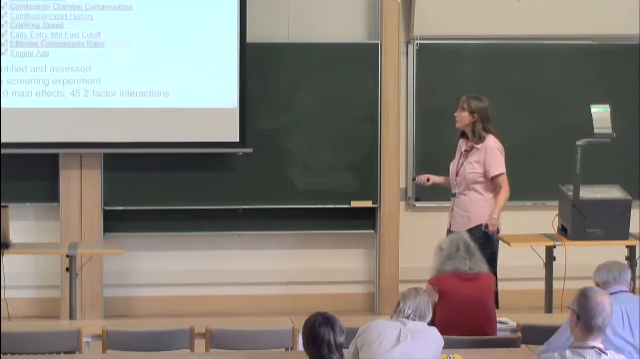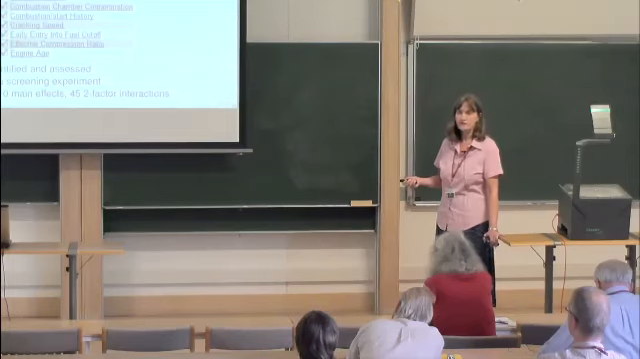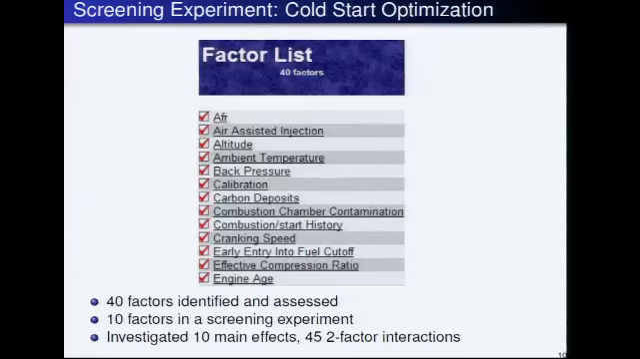Then what would be nice is if we had done a 40-factor screening experiment, but we didn't actually at that time. The factors were assessed, and some of them were combined into a single factor, some were held constant, some couldn't be held constant and had to be just allowed to fluctuate. So ultimately we had 10 factors left in the screening experiment, and we wanted to look at main effects, and in particular the two-factor interactions.